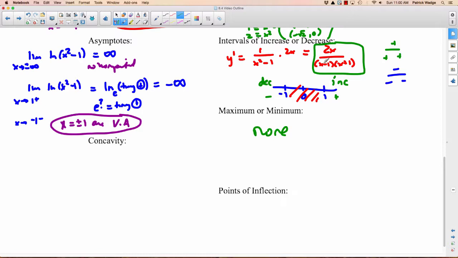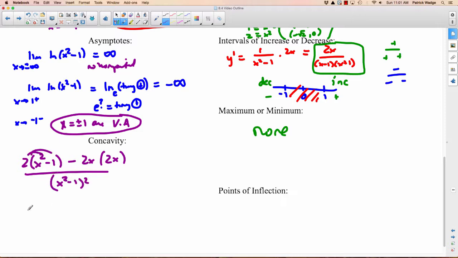Concavity, we got to take the second derivative. Sadly, we're looking at a quotient rule here, but let's think of the bottom as x squared minus 1, it'll be easier. So we take the derivative of the top, which is 2, and we multiply it by the bottom, which is x squared minus 1. We subtract the top, which is 2x, times the derivative of the bottom, which is 2x. And that's all over the bottom, x squared minus 1 squared.